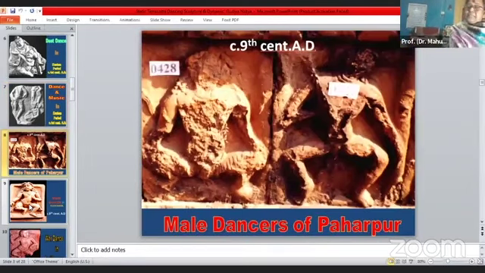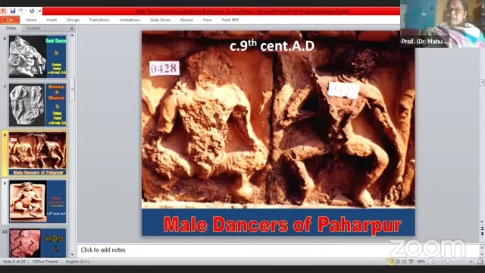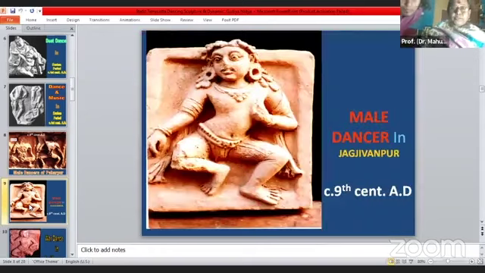This is from Paharpur, 9th century AD, dancing sculptures. Yes, this is our special sthana. This is Vishak sthana and Dardura sthana. So there are so many terracotta plaques, only two I'm showing here. This is from Paharpur again. The next one, please. Next one from Jagjivanpur again.